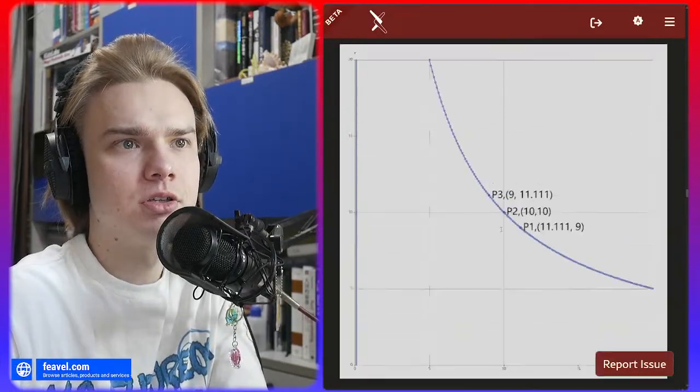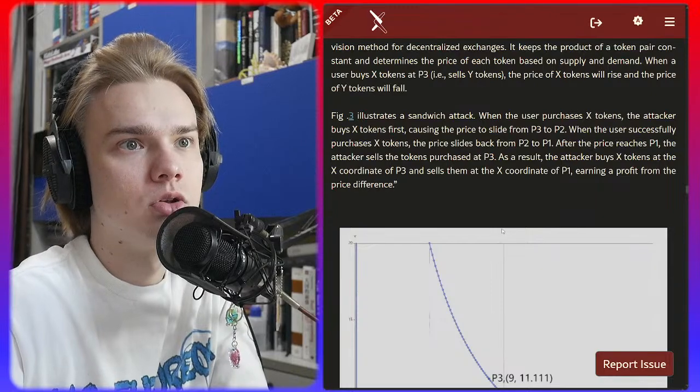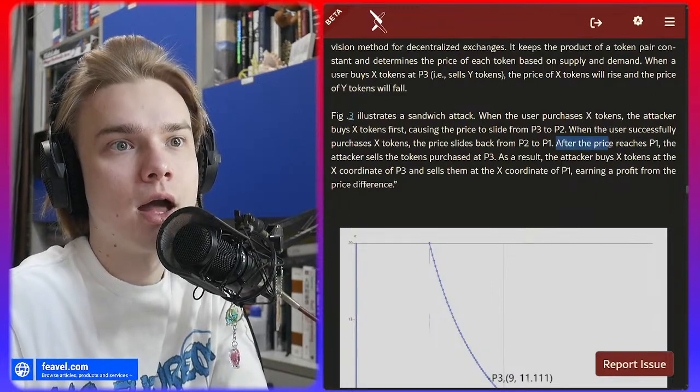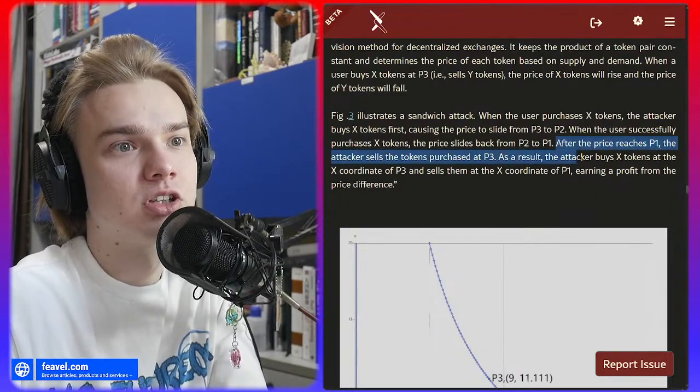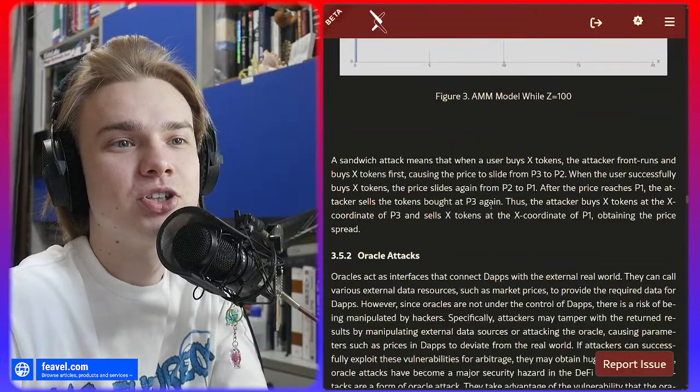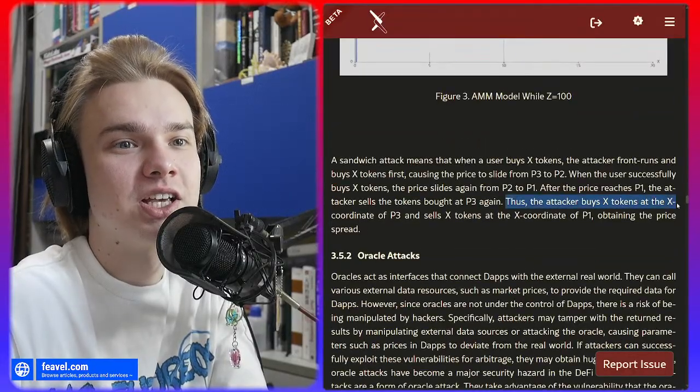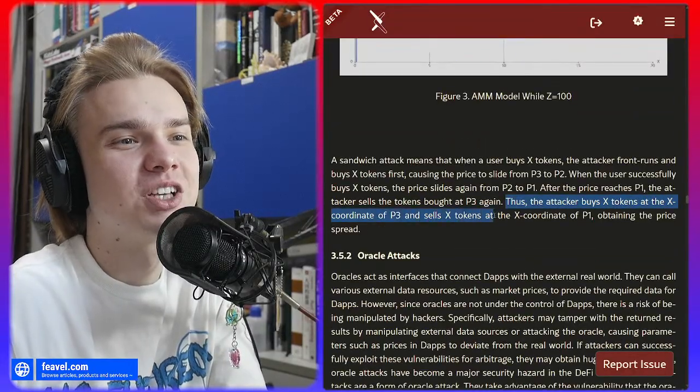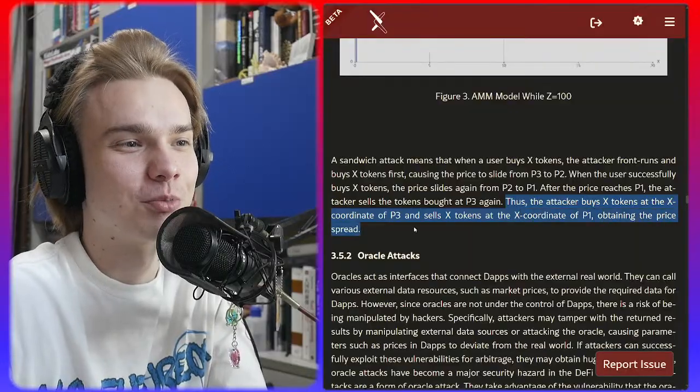Wait, what? No. After the price reaches P1, the attacker sells at P1. No. This is so bad. Thus, the attacker buys X tokens at the P3 coordinate and sells X tokens at the P1 coordinate, obtaining the price spread.